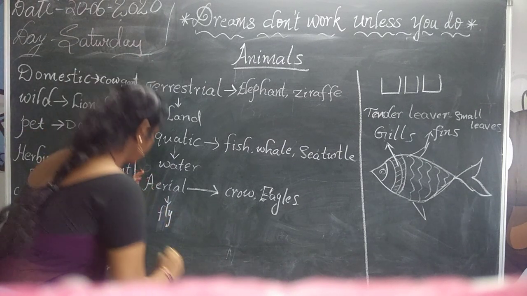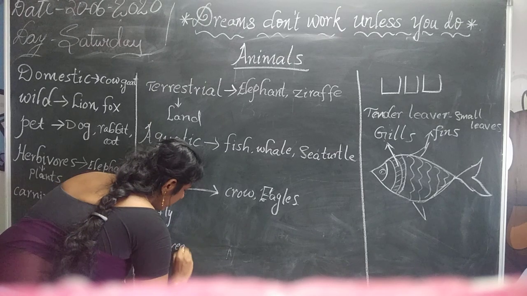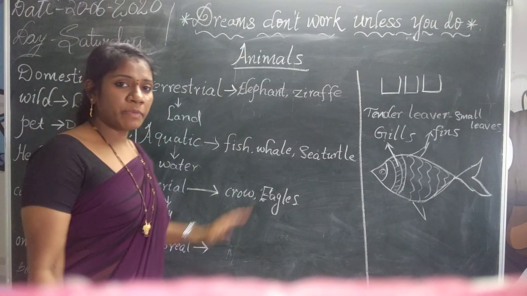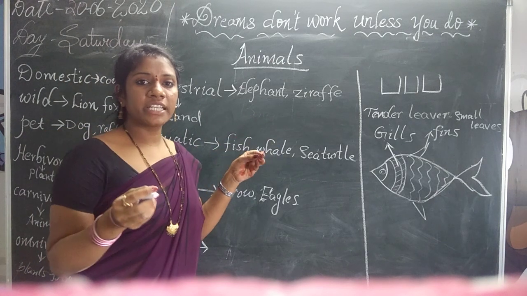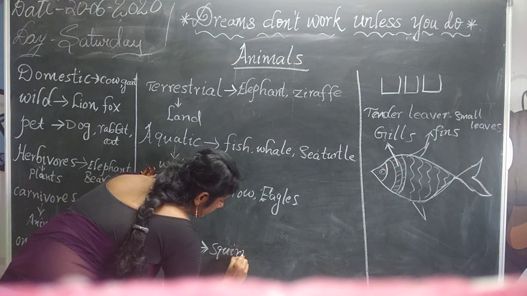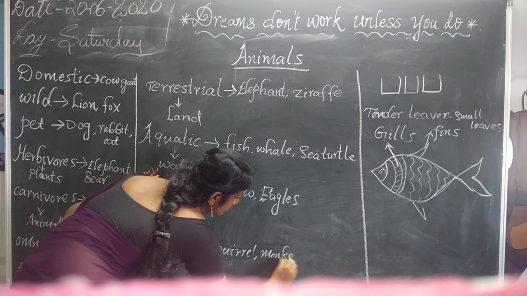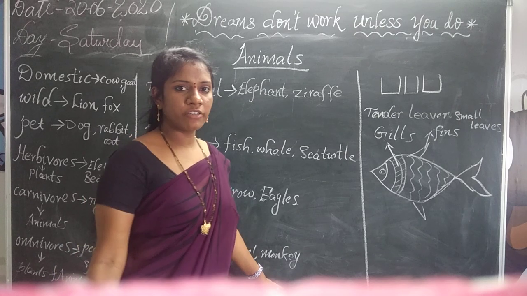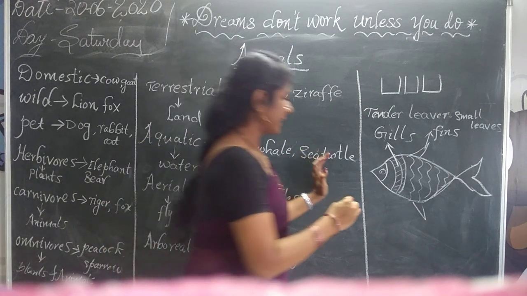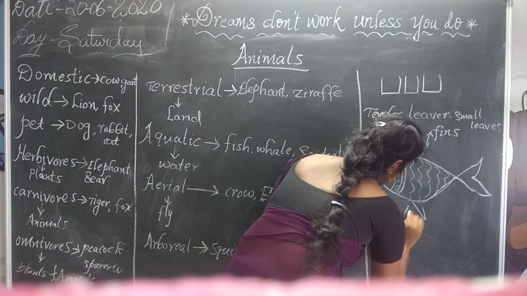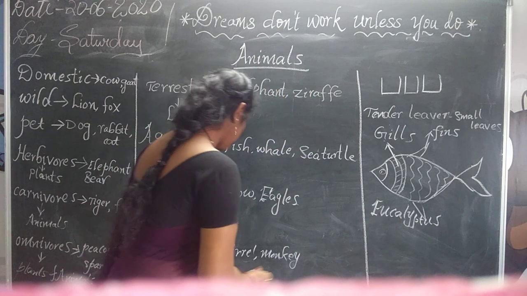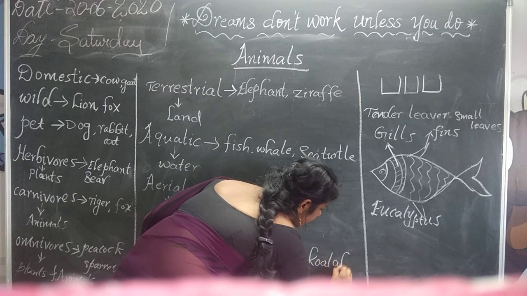And next one, arboreal. Arboreal means they spend most of their time on trees. Squirrels, you know, squirrels spend most of their time on trees. And monkeys, these types of animals live only on trees. Squirrel. Their main home is the eucalyptus trees. What is that tree name? Eucalyptus. Most of the time, colonies spend time on trees only.